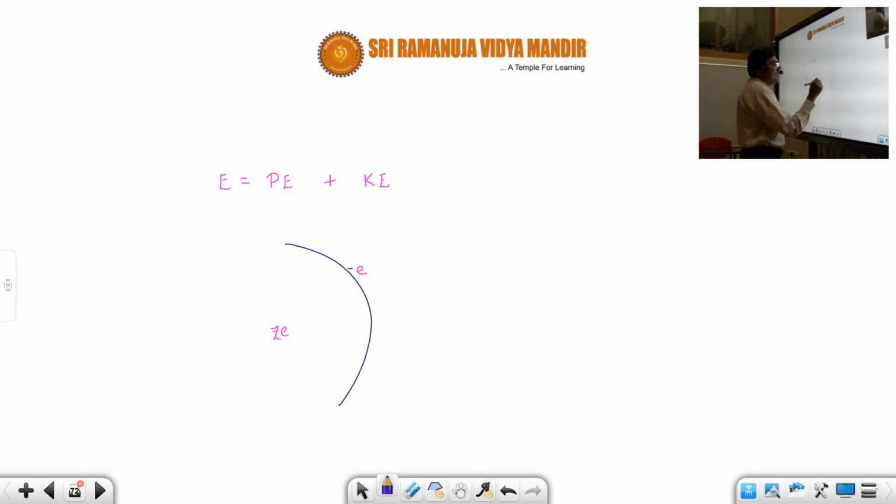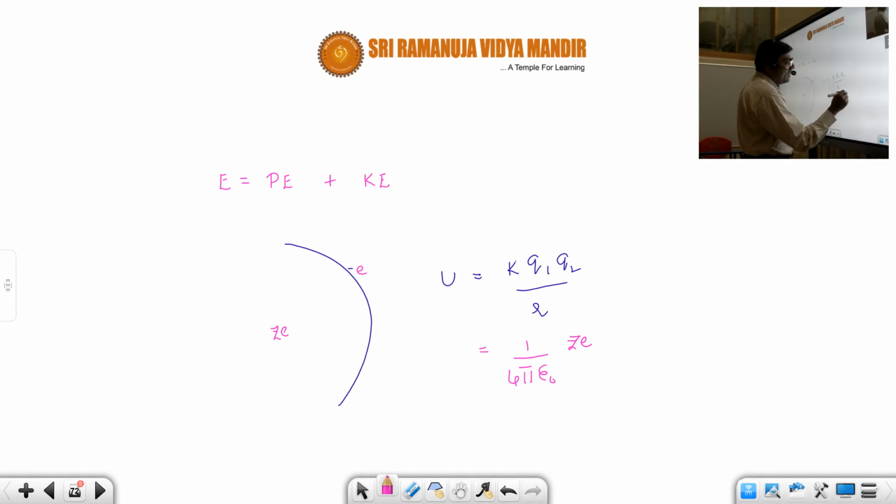So what is the potential energy? Potential energy is represented by U generally. So U is equal to K into Q1 Q2 by R. Now let us substitute these values. K is nothing but 1 by 4 pi epsilon naught, where epsilon naught is the permittivity of the medium. Q1 is ZE, the charge of the nucleus, and Q2 is the charge of the electron, which is minus E. So what does the expression become?